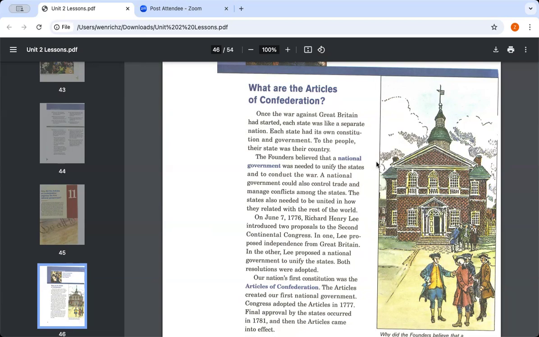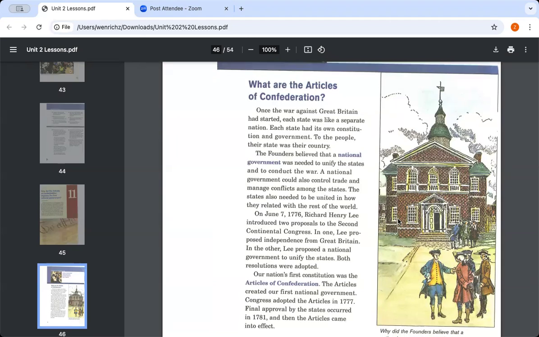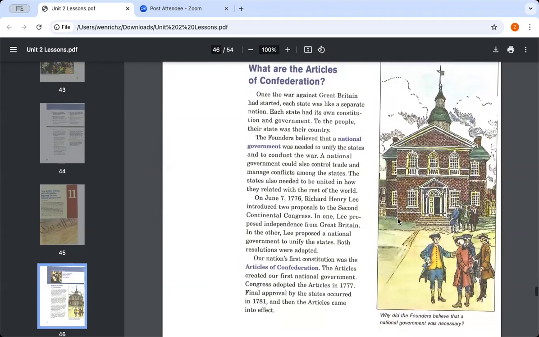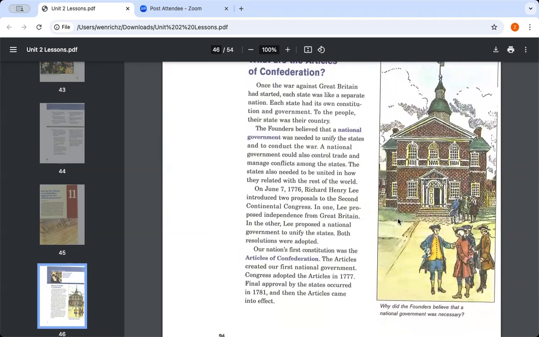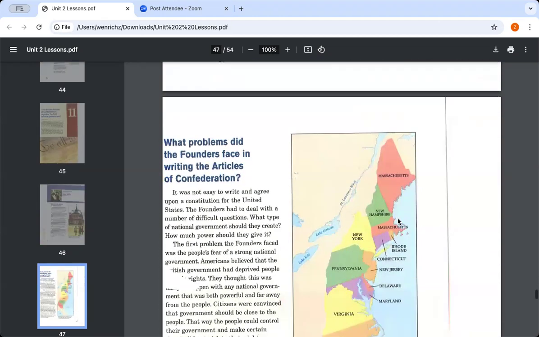On June 7th, 1776, Richard Henry Lee introduced two proposals to the Second Continental Congress. In one, Lee proposed independence from Great Britain. In the other, Lee proposed a national government to unify the states. Both resolutions were adopted. Our nation's first constitution was the Articles of Confederation. The Articles created our first national government. Final approval by the states occurred in 1781, and then the Articles came into effect.